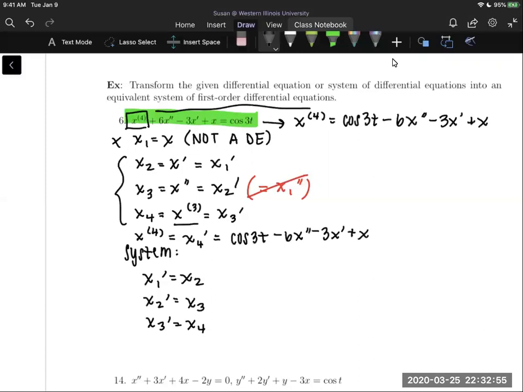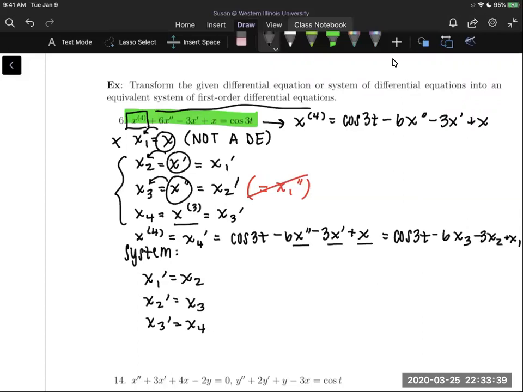But I'm not quite satisfied because I want this final DE to be in terms of a system of first order. So I don't want this x double prime, for example. And in fact, I don't really want any of these here. I want them all to be in x sub i terms. So what I'm going to do is rewrite my cosine. I can keep my 6. And what is x double prime? Well, here it is, it's x3. And what is x prime? Here it is, it's x2. And what is x? That was x1.